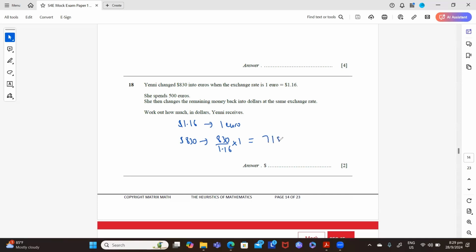So that will give you 715.517. Kindly take note, this value here, do not round it off. In your calculator, just leave it to the decimal all the way till the end. Now, 715.517, you subtract 500 because that's what she spent. So this is what she's left with, 215.517. So keep the calculator value and save it there. Now, if you were to keep the calculator value and then multiply it back with 1.16 to convert it back to dollars, you will actually get an exact value of $250.